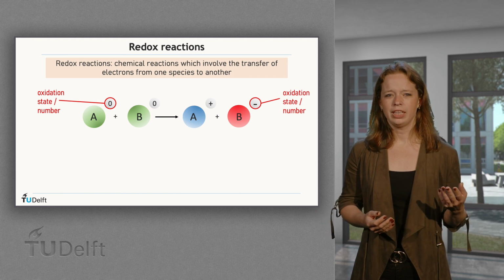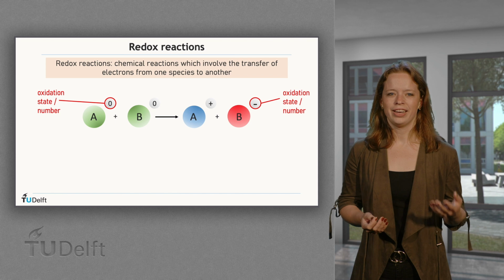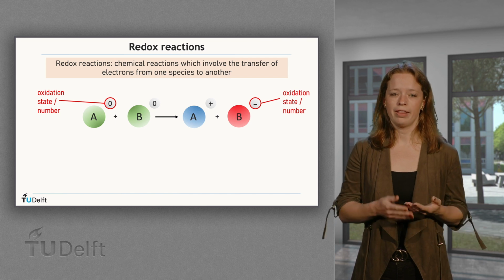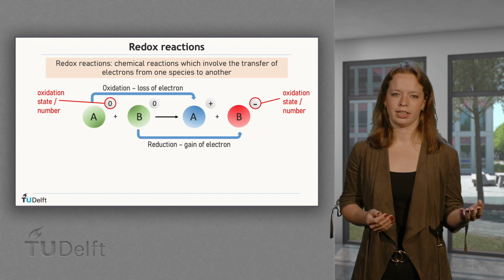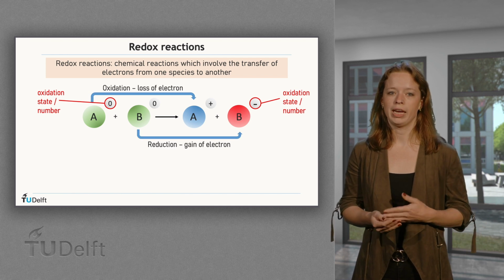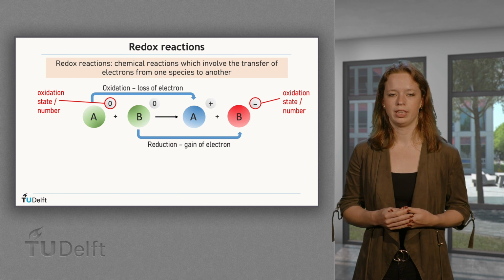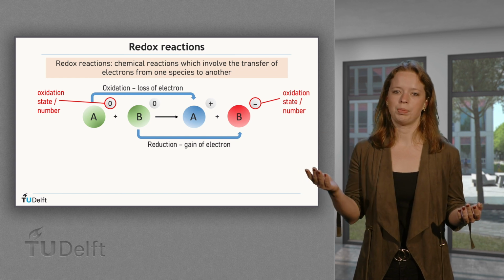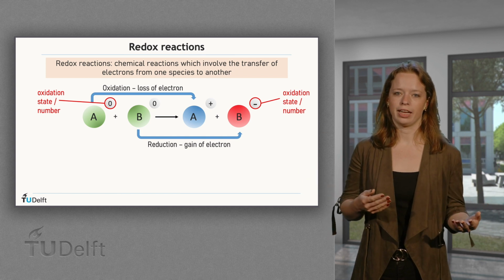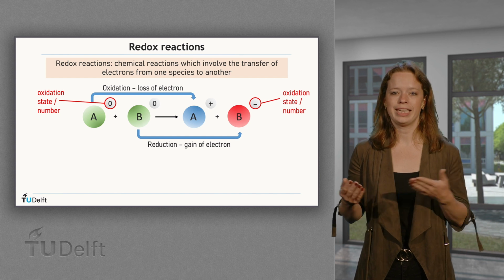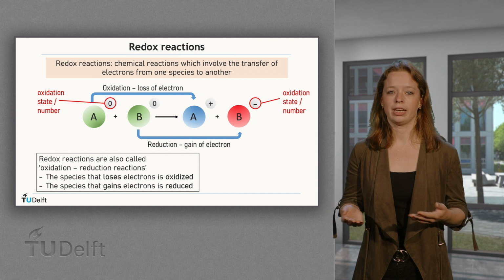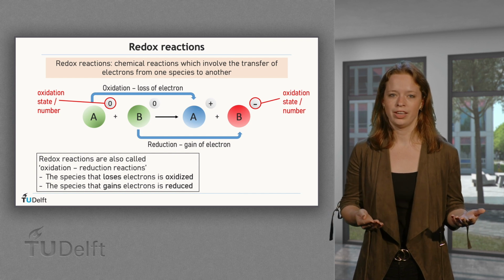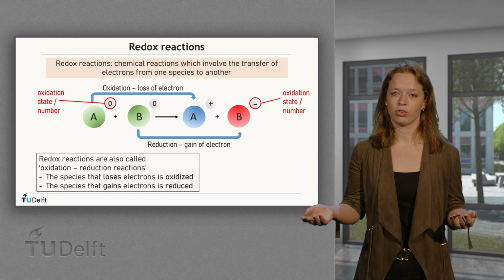However, after the electron transfer has taken place, the oxidation state of A is positive and that of B is negative. We say that A has been oxidized. It has lost electrons, making its oxidation state positive. At the same time, B has been reduced. It has gained electrons, which makes its oxidation state negative. In redox reactions, the species that loses electrons is oxidized, while the species that gains electrons is reduced.